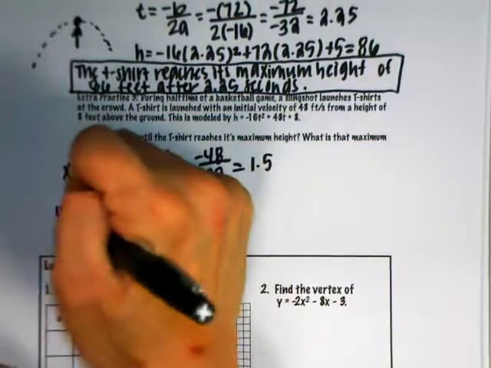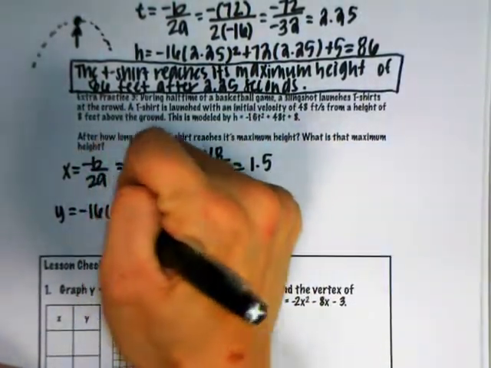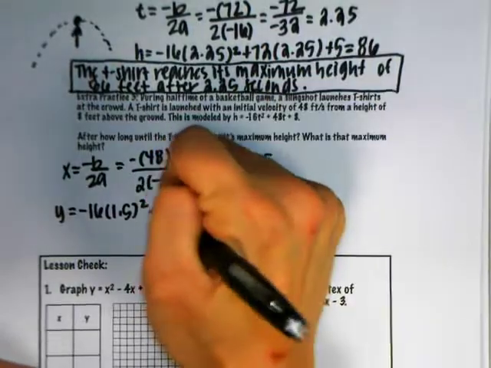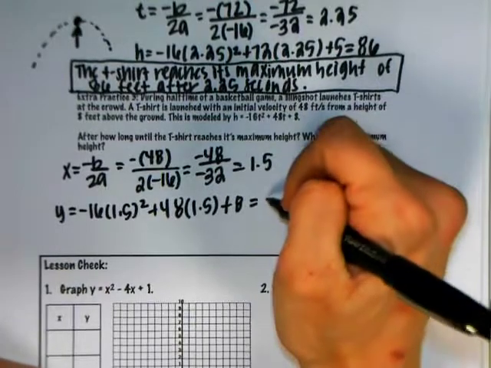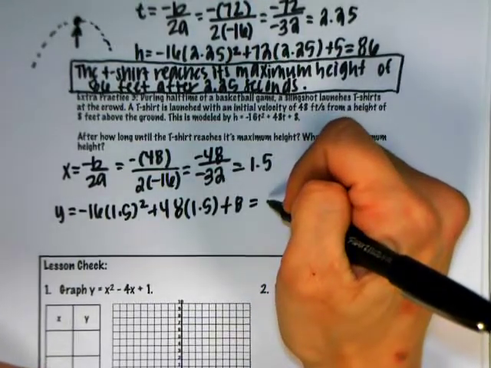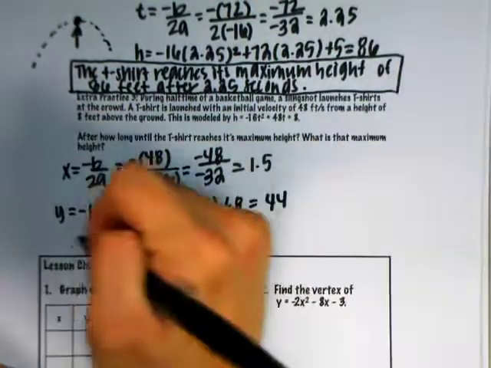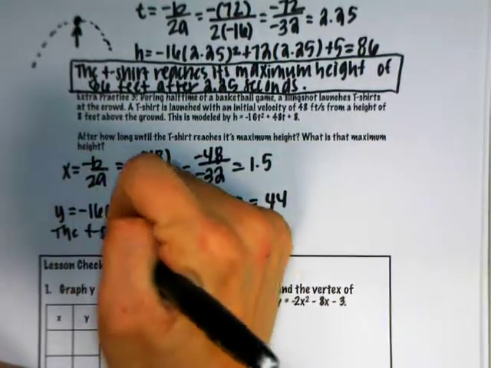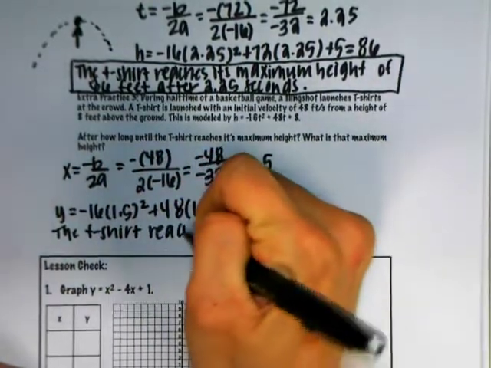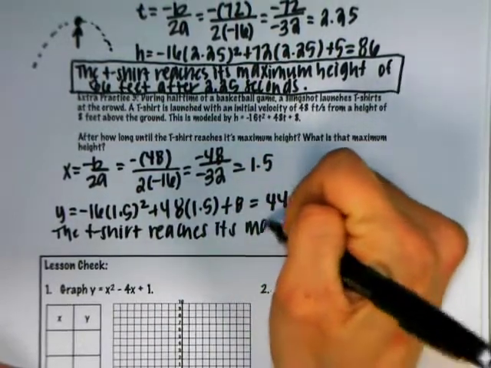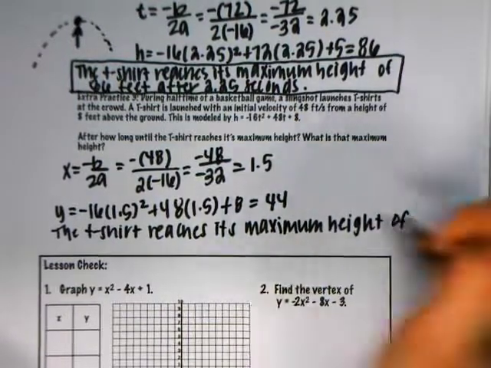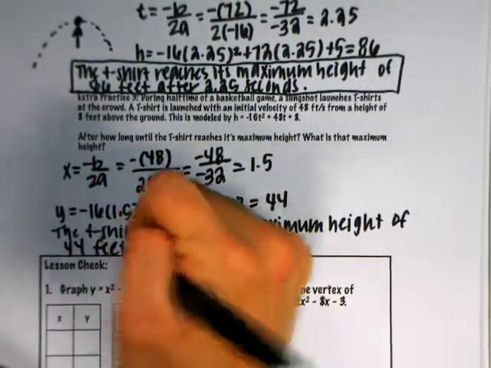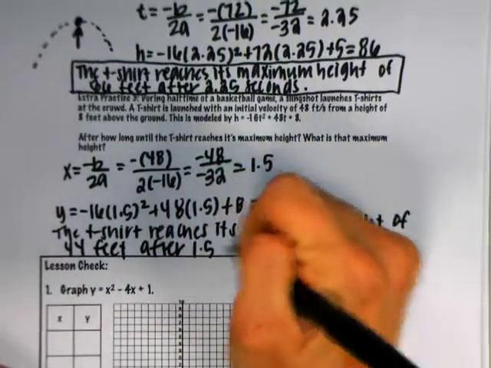Yep. And then you'd plug 1.5 in. So y equals negative 16 times 1.5 squared plus 48 times 1.5 plus 8. And what do you guys get for that? 44, yeah. So the t-shirt reaches its maximum height of 44 feet after 1.5 seconds.